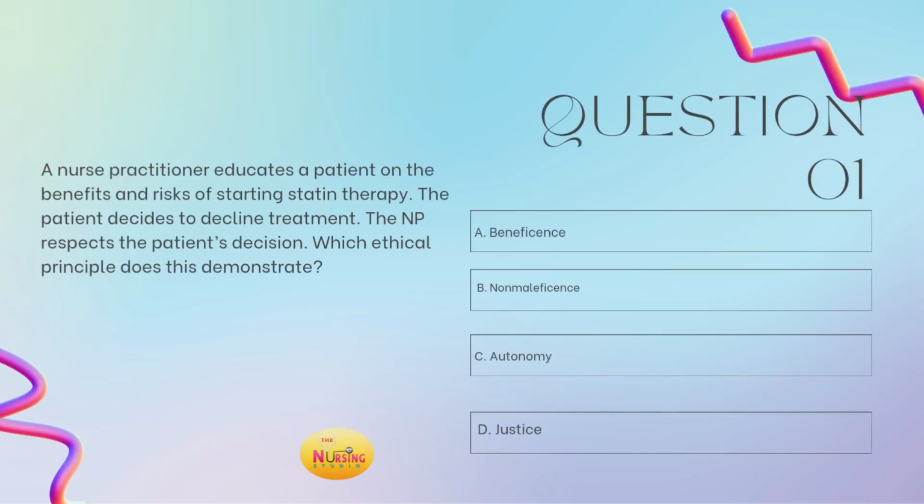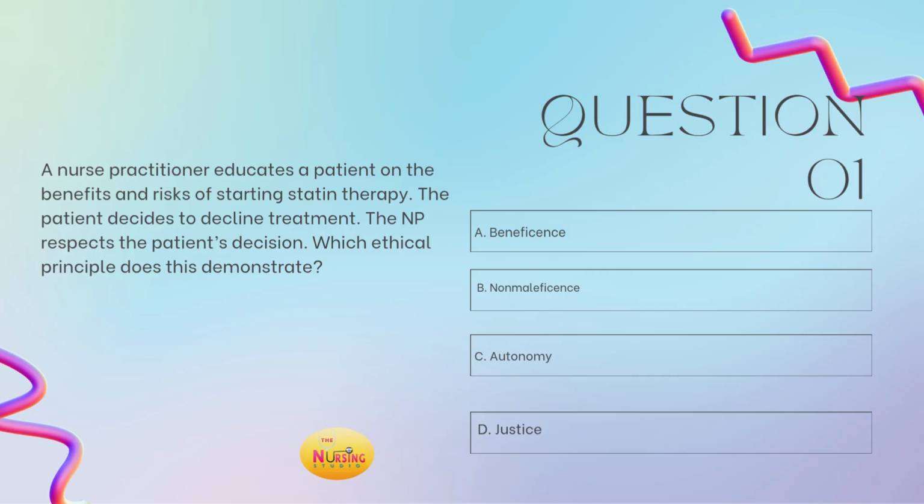All right, y'all. Question number one. A nurse practitioner educates a patient on the benefits and risk of starting statin therapy. The patient decides to decline treatment. The nurse practitioner respects the patient's decisions. Which ethical principle does this demonstrate? Is it A, beneficence? Is it B, non maleficence? Is it C, autonomy? Or is it D, justice? Take a moment and tell me what you got in the comments, you guys.